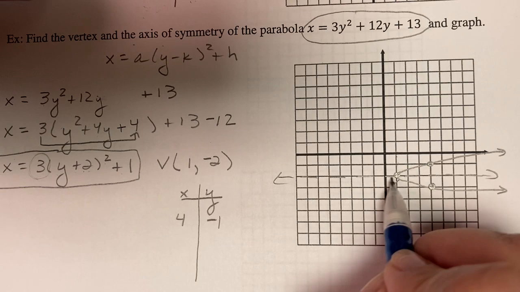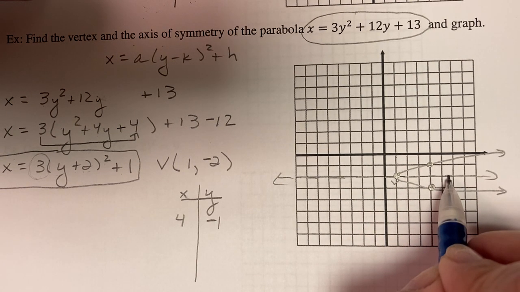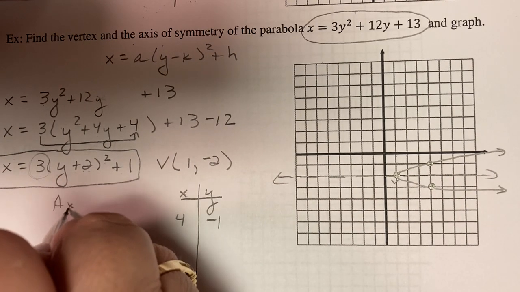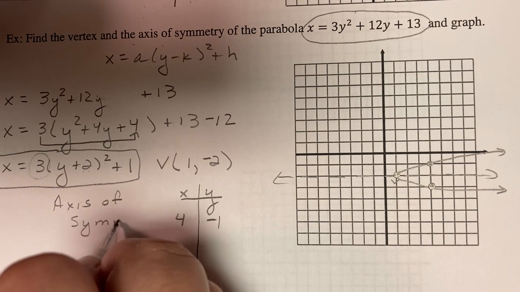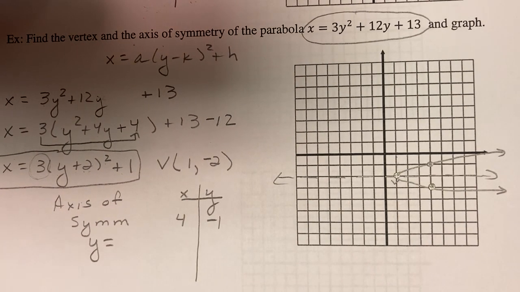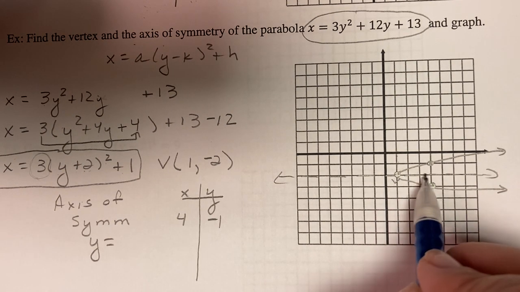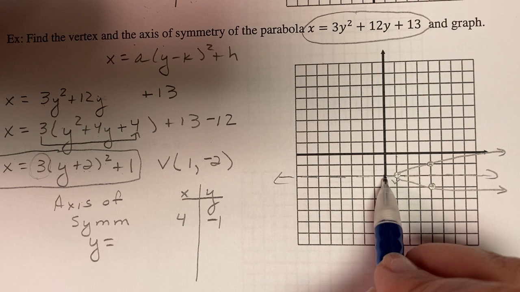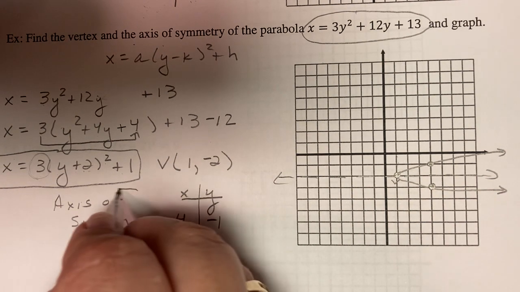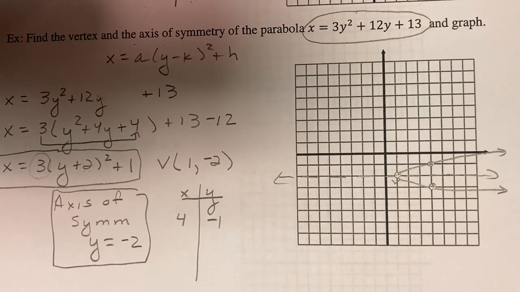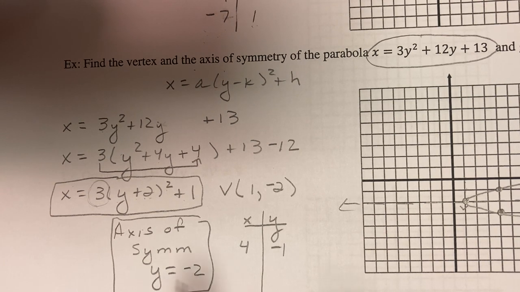That axis of symmetry, look at it. It's a horizontal line. So remember, for the axis of symmetry, a horizontal line is y equals. A vertical line is x equals. So for the horizontal line, it's y equals, and what is y equal to? Where does it cross the y-axis? It's y equals -2.